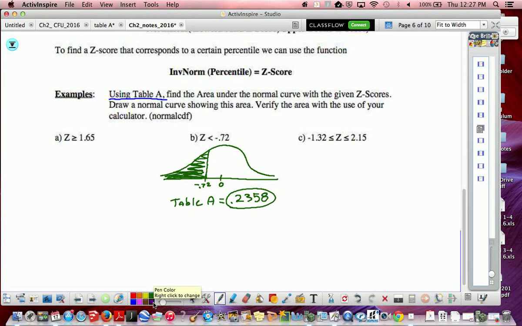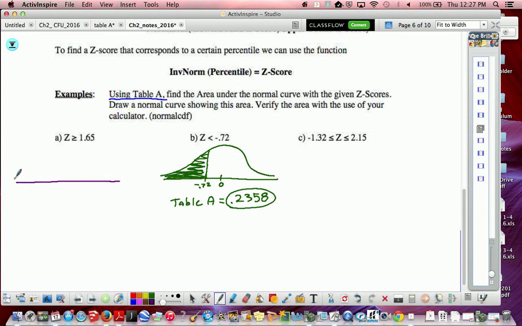Do you need to draw a picture or can you just write the answer? You should draw a picture, because later on in the problems you'll want to draw a picture so you know which area you're trying to find. Because take a look at A. It says Z is greater than or equal to 1.65 standard deviations.